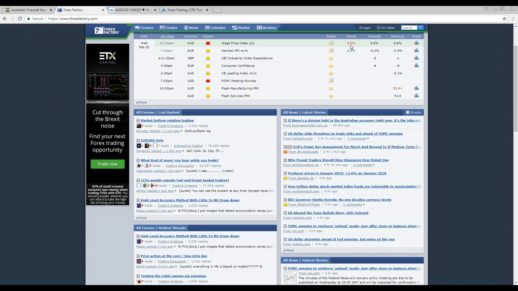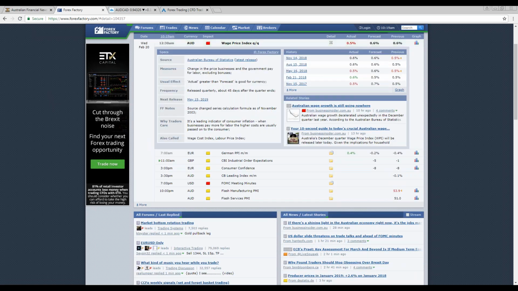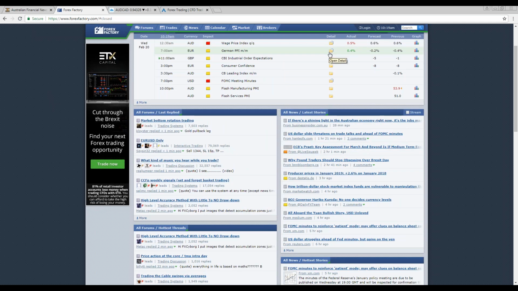Okay. If you want to know, well, what the heck is wage price index? Very easy. Click on the details. You can read. It tells you why people care. It's a leading indicator of consumer inflation, on and on. It explains exactly what it is. Basically, it's how much are businesses and even the government paying for labor? That's what it is. The increase in wage. All right. So it increased only 0.5%. The expectation was pretty modest to begin with, 0.6%, and it missed that.